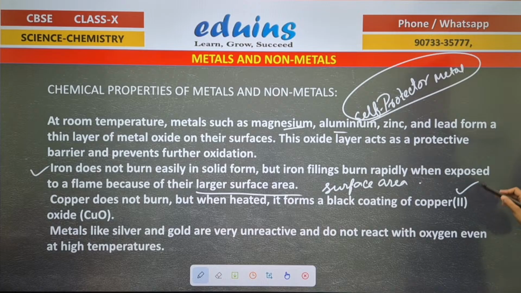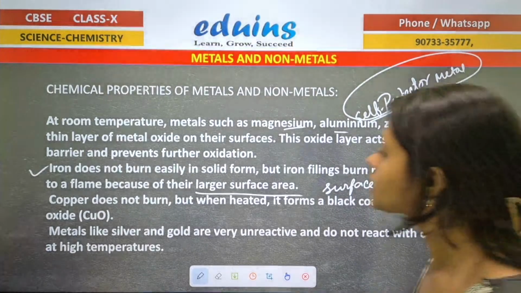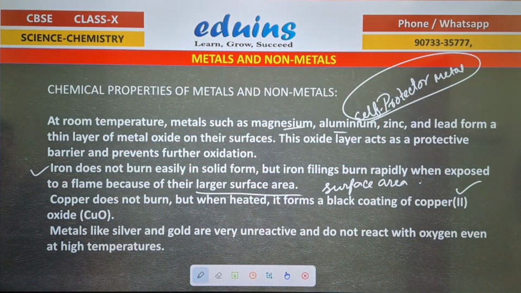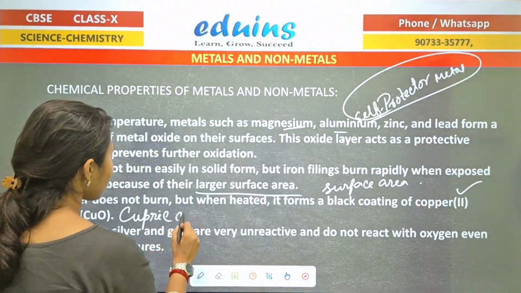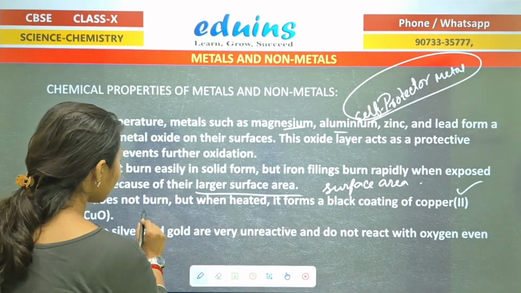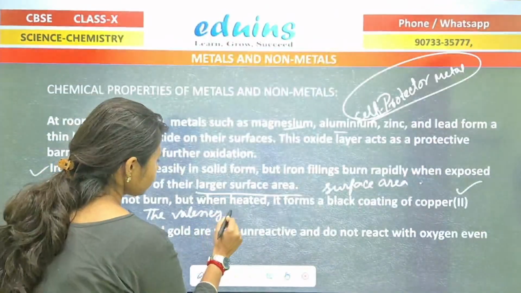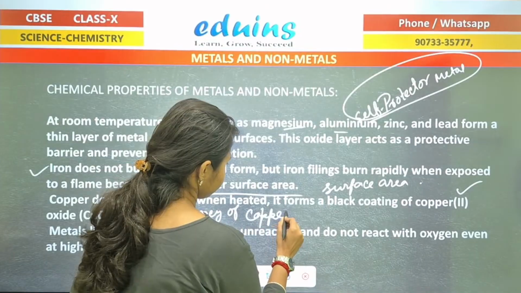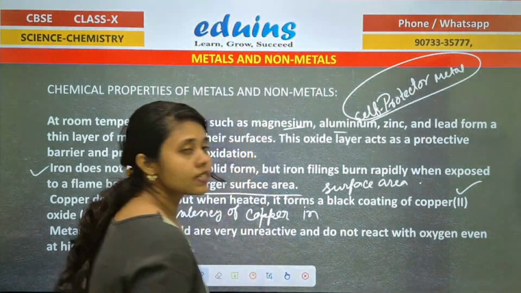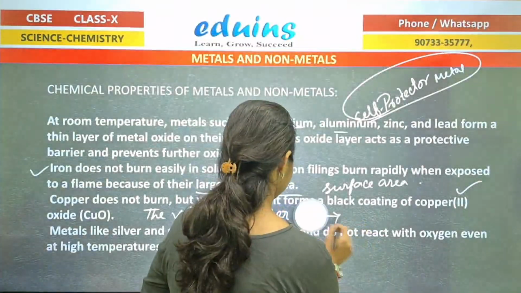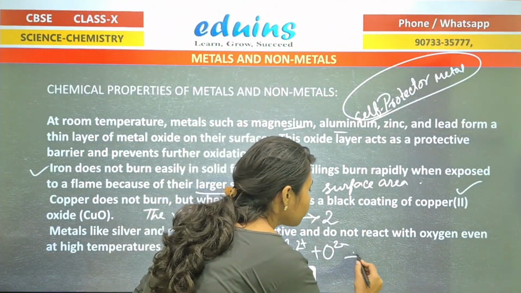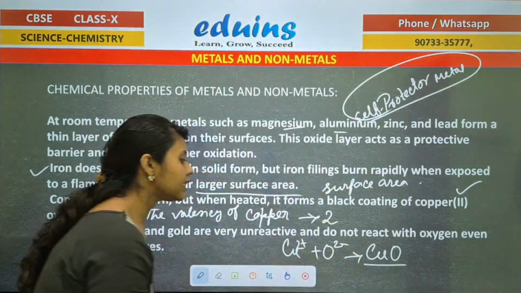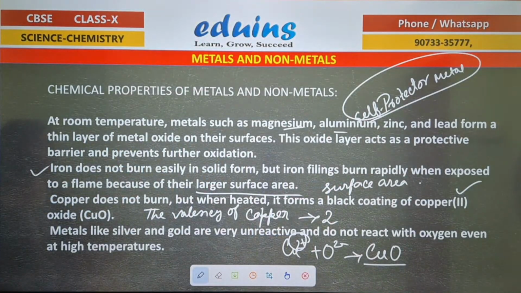So what is copper 2 oxide? At the very beginning, I told you: this is cupric oxide, not cuprous oxide. The valency of copper in copper 2 oxide is 2. So we get Cu2+ and O2-, and we get CuO. So copper 2 oxide means cupric oxide.